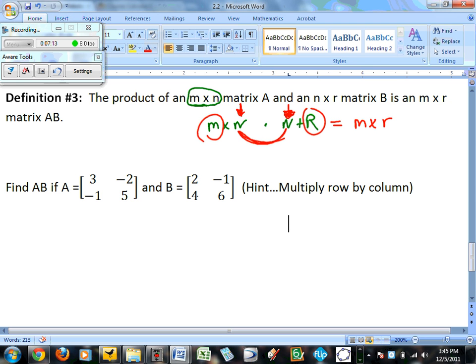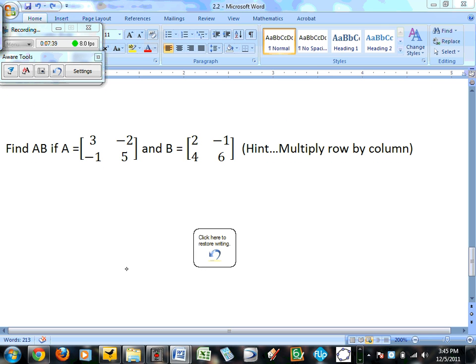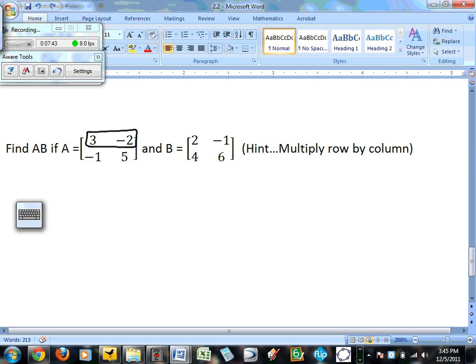In this case, we don't really see that play out too much. We have a 2 by 2 times a 2 by 2. We can definitely multiply those because these are the same, and we're going to end up with a 2 by 2 matrix. How we multiply these is we're going to multiply row by column.